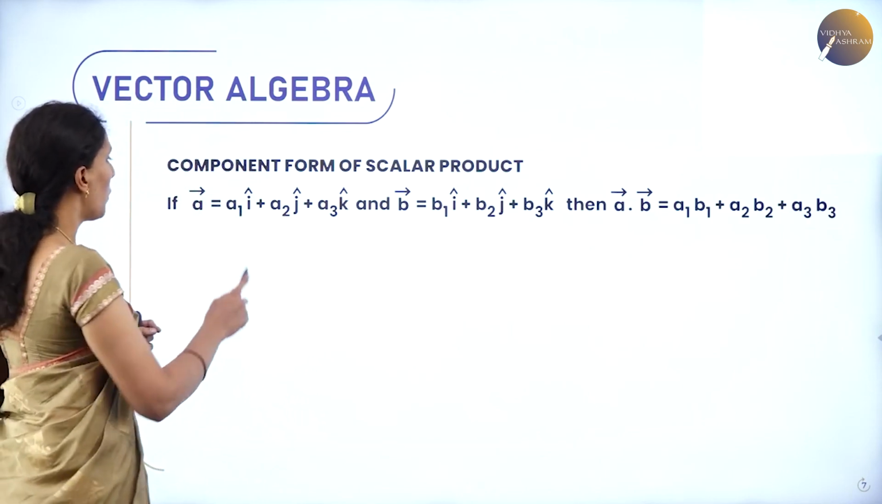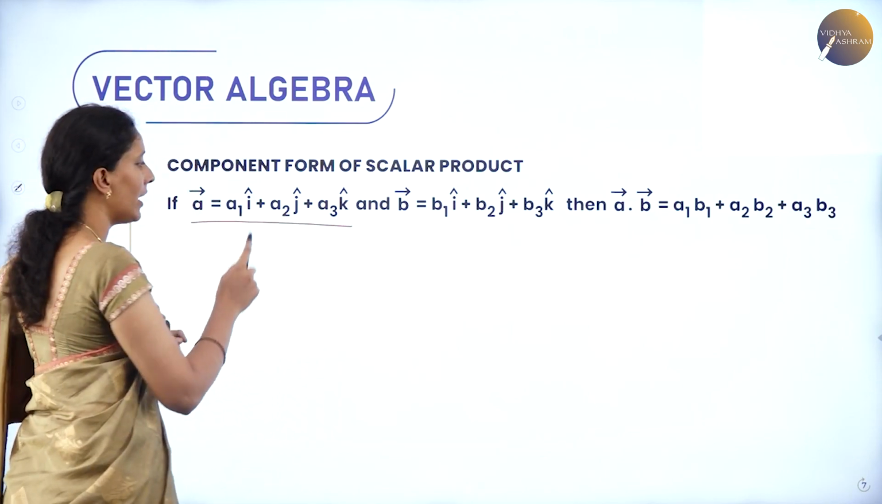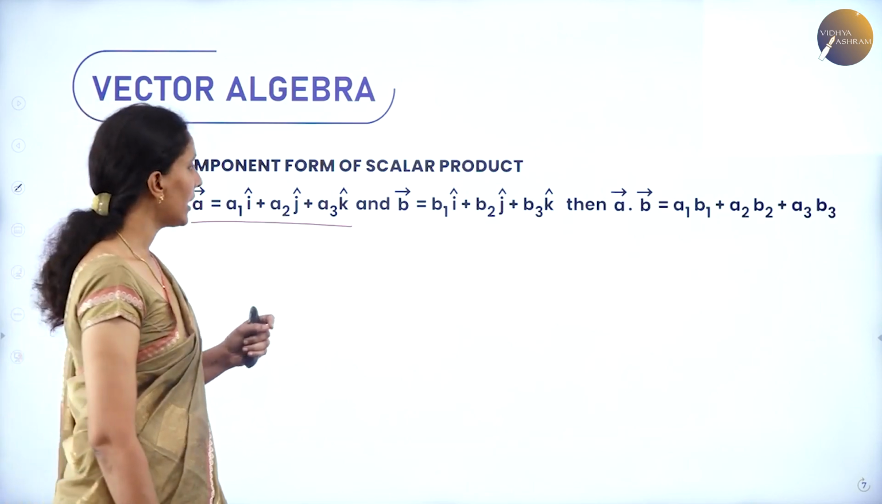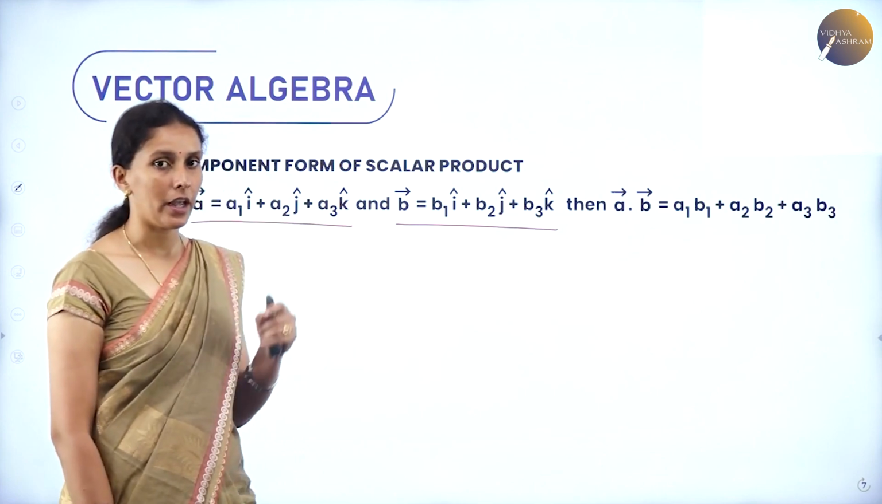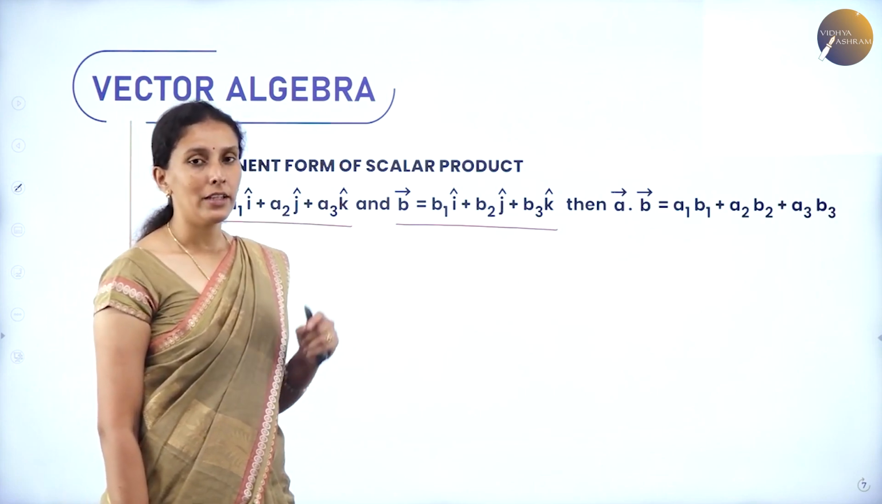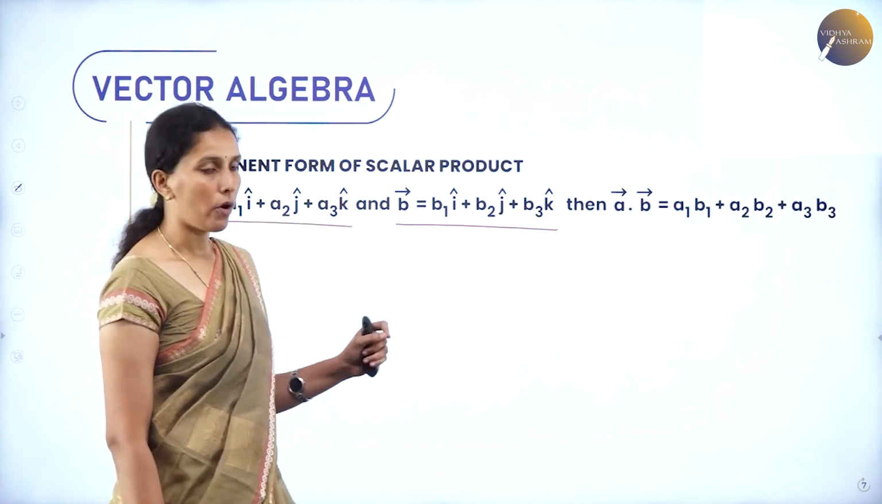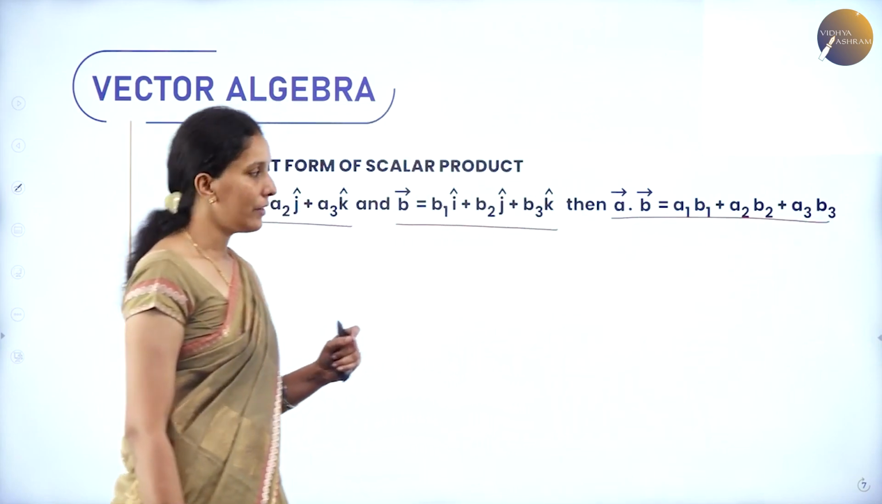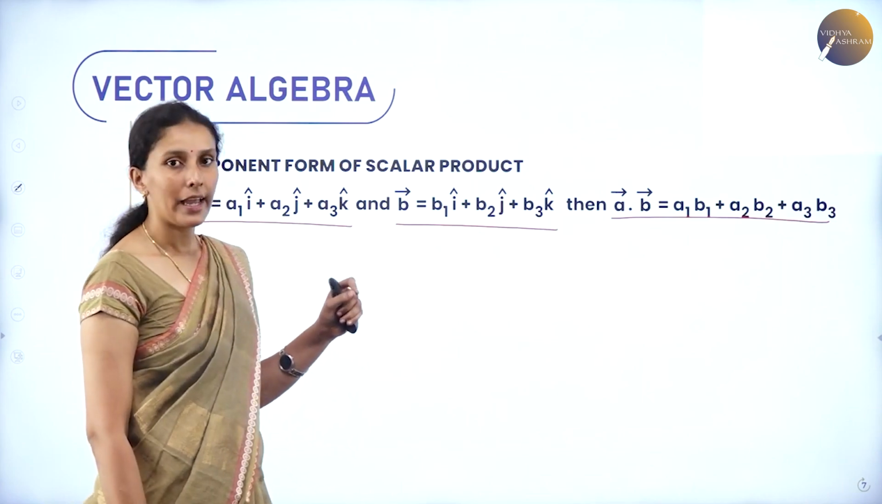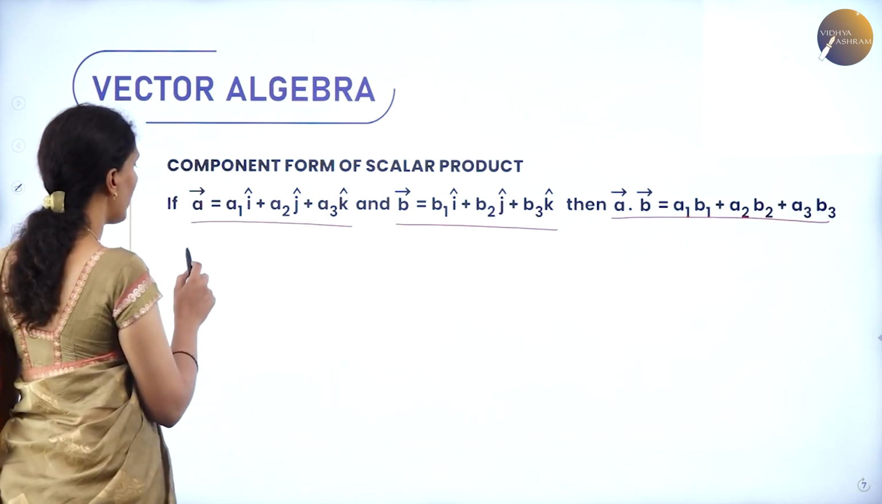Now, let vector A be a1 i plus a2 j plus a3 k and B be equal to b1 i plus b2 j plus b3 k. Then how do we multiply the two vectors in terms of dot product? So here A dot B is given by a1 b1 plus a2 b2 plus a3 b3. You can also verify this.